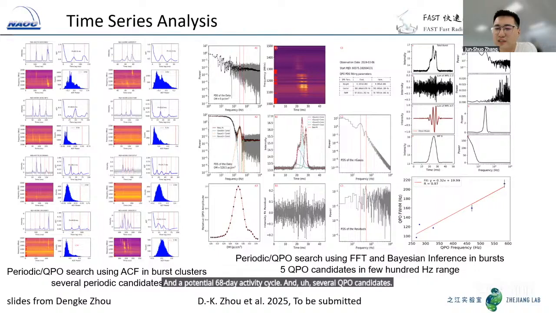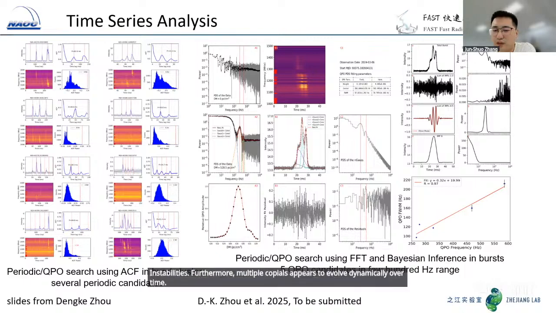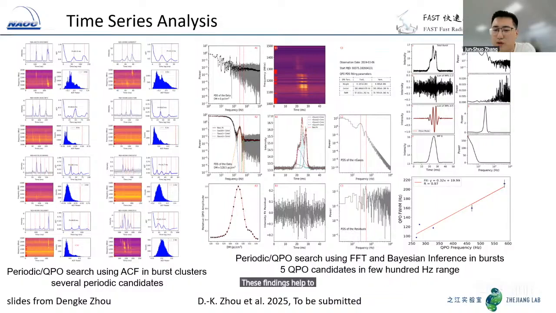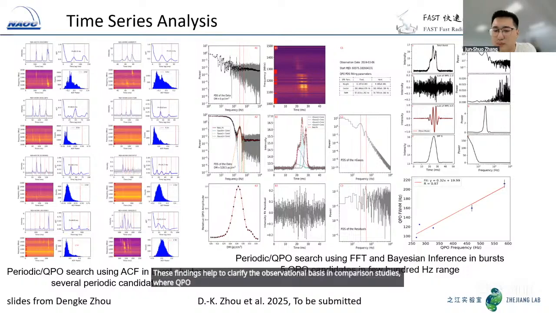The QPO candidates exhibit a strong correlation between the central frequencies and widths, suggesting a potential universal quality factor. This may be related to magnetar crustal oscillations or Alfvén wave instabilities. Furthermore, multiple QPOs appear to evolve dynamically over time. These findings help to clarify the observational basis in previous studies, where QPO detections were sometimes attributed to the spin period of compact objects.